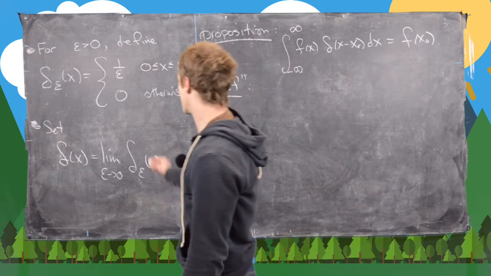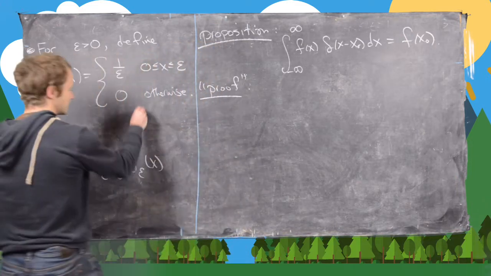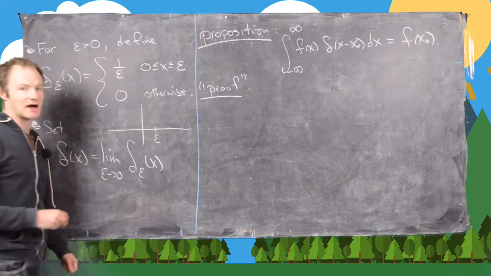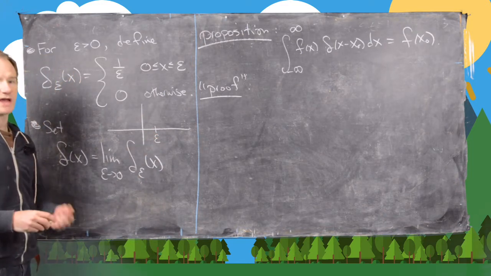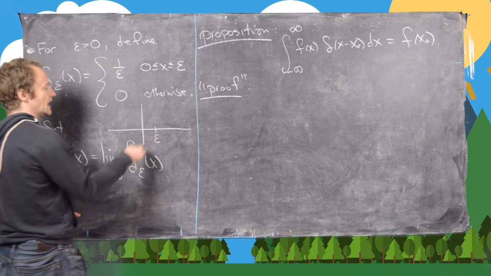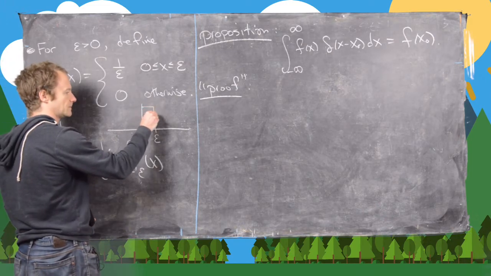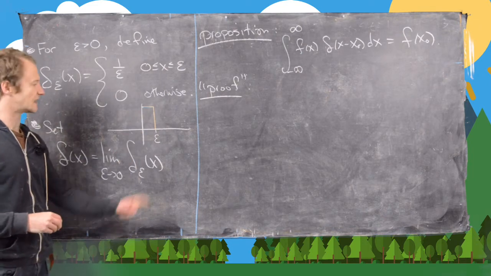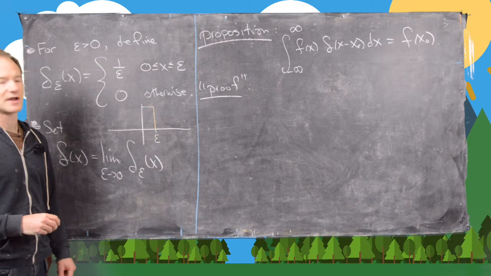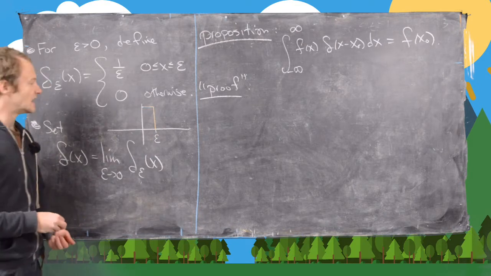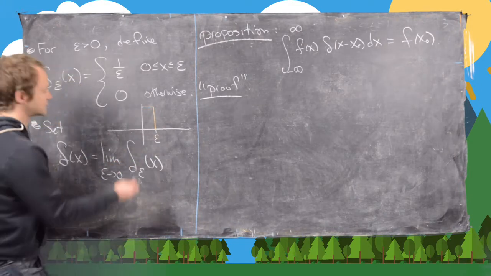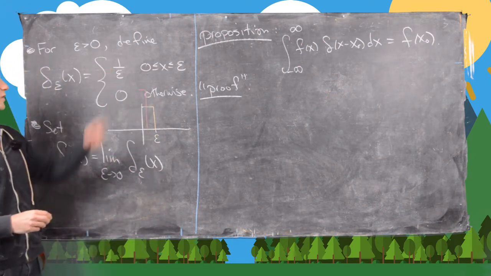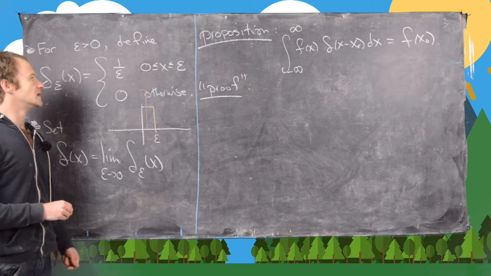So let's just sketch what one of these looks like right here. We want to think that epsilon is a pretty small number, but I'll expand it a little bit so we have an idea for what's going on here. And now this delta epsilon is going to be given by a function like this, like a rectangle. Obviously that vertical line is not there, but that gives you an idea for what's going on. And then as we push epsilon closer and closer to 0, notice we're going to get bigger and bigger spikes here, because 1 over epsilon is going to be bigger.